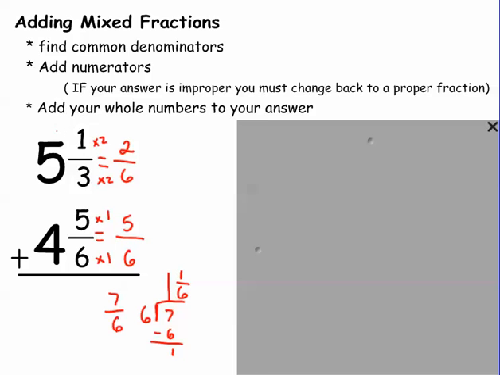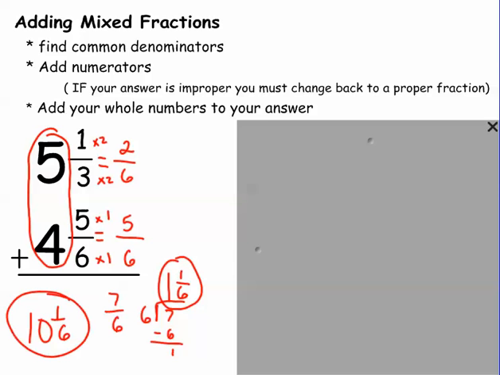Now is the time I come back and add my whole numbers. So I'm going to add my whole numbers to this part. So 4 plus 5 is 9. 9 plus 1 and 1 sixth would simply be 10 and 1 sixth. That's my final answer. Okay?